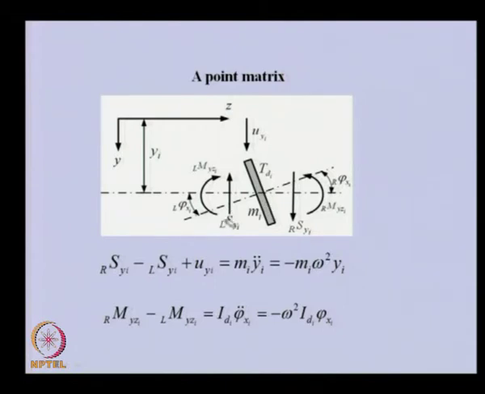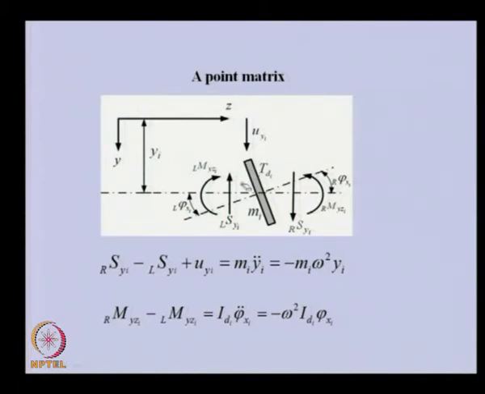Apart from that, we have shear force at both ends and bending moment. And if there is some eccentricity in the rotor, let us say UYI is the unbalanced force which is acting in the positive y direction. So, now we can obtain the relations as we did for the field matrix.